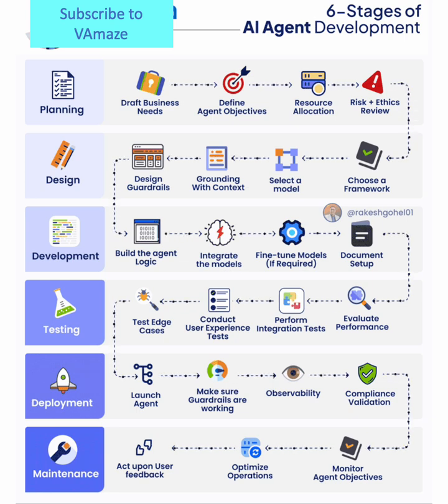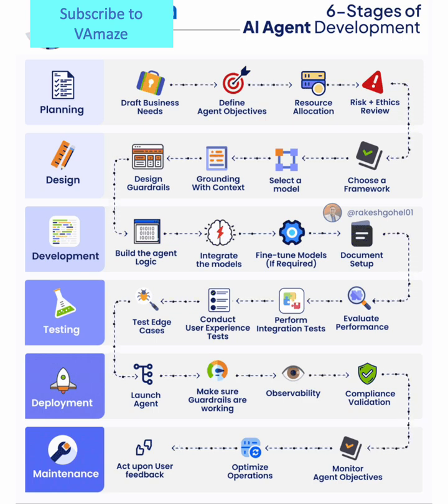Risk and ethics review. Perhaps the most overlooked aspect of planning, the risk and ethics review assesses potential ethical concerns and compliance risks before development begins. This proactive approach prevents costly revisions later and ensures your agent operates within acceptable legal and organizational boundaries.